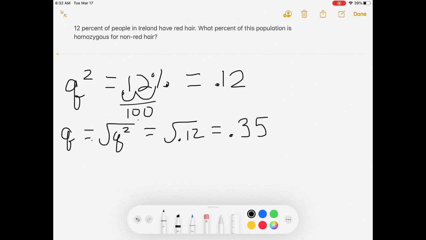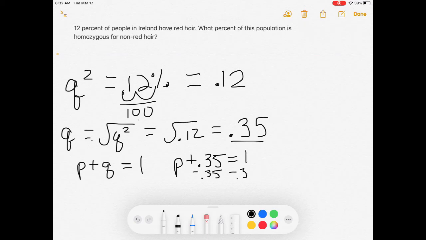Remember, once we have q, we can find p by doing the equation p plus q equals 1. So that would be p plus 0.35, which we just calculated, equals 1. We subtract 0.35 from both sides, and we end up with a p-value, which equals, and I'm subtracting this as we speak, 1 minus 0.35. In my calculator, I get 0.65.